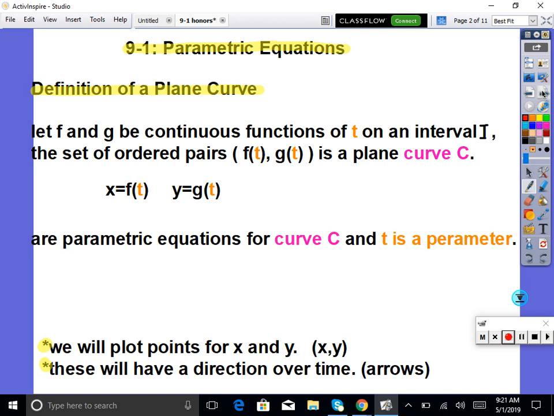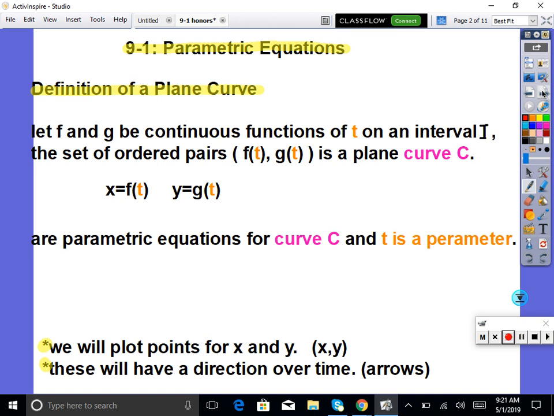So it says, let f and g be continuous functions of t on an interval I. The set of ordered pairs f of t, g of t is a plane curve C. So f and g are both continuous functions. That means there's no gaps or breaks. And they're both going to be functions of t. And we're going to graph this on a certain interval I most of the time. We're going to have a set interval where we graph.